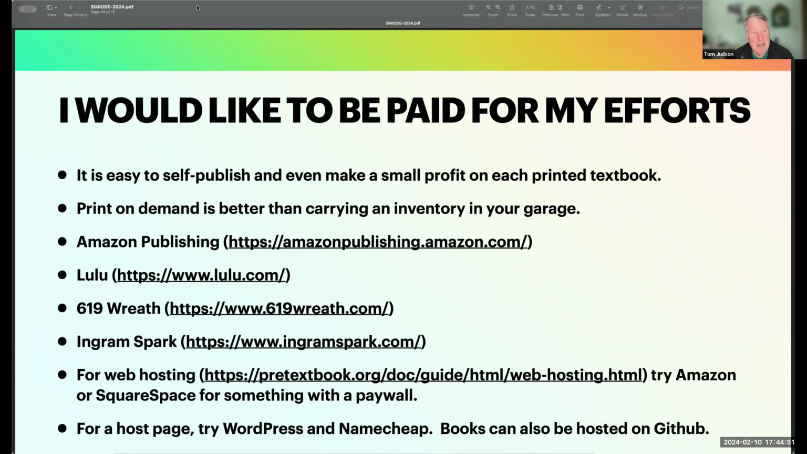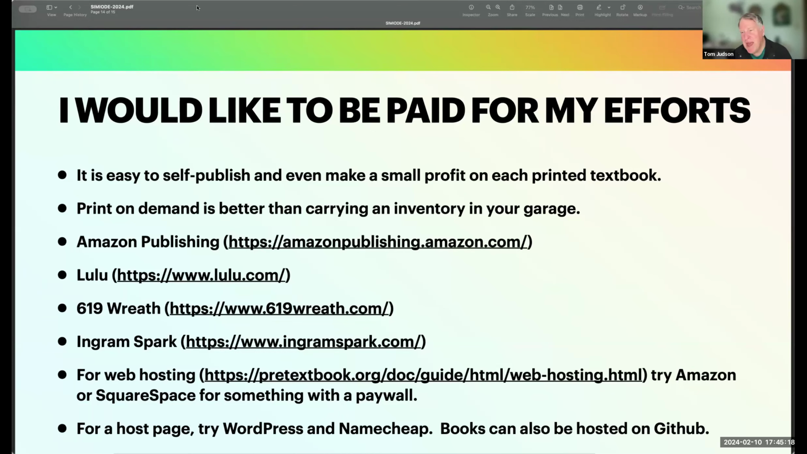Okay. Lulu is another one. Okay. I've heard that 619 Reef is another one, and the one person who I know about that has been very happy with that. Ingram Spark is another place that you can get done. Okay. And web hosting.